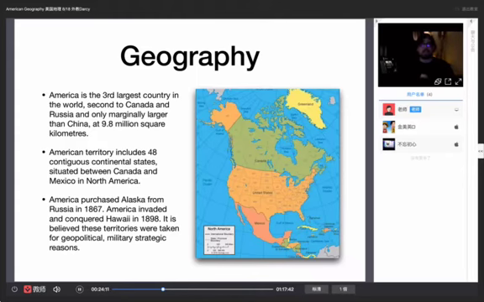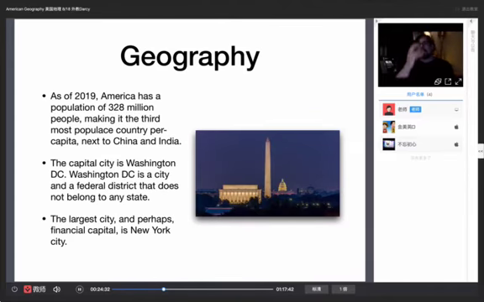America purchased Alaska from Russia in 1867, and that's that orange state to the northwest of Canada, the green country, as well as Hawaii, which was conquered and annexed from the Spanish in 1898. As of 2019, America has a population of 328 million people, making it the third most populous country next to China and India. The capital city is Washington, D.C.